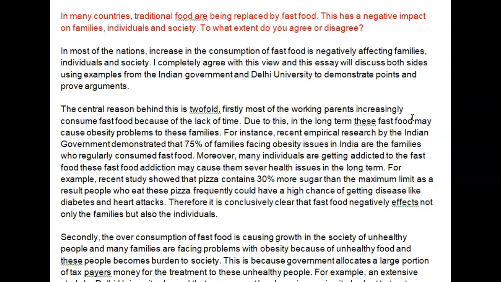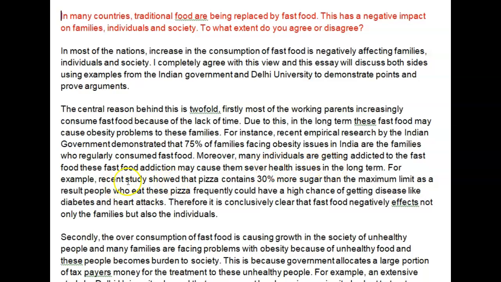For instance, recent empirical research by the Indian government demonstrated that 75% of families facing obesity issues in India are the families who regularly consume fast food. Moreover, many individuals are getting addicted to the fast food, which may cause them severe health issues in the long term.